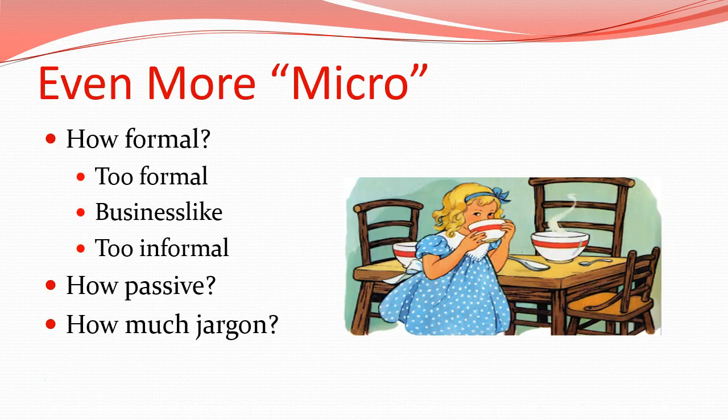If we're getting even more micro, for example, how formal do we need to be? This is the Three Bears example. If you remember Goldilocks and the Three Bears, there were three bowls of porridge, which is oatmeal. The first bowl was too hot. The second bowl was too cold. The middle was just right. If your message is coming across too direct, too hot and fast, it's too informal. If it's too cold, it might be too formal. We want just right. In terms of passivity, that's going to vary by audience and by culture as well.